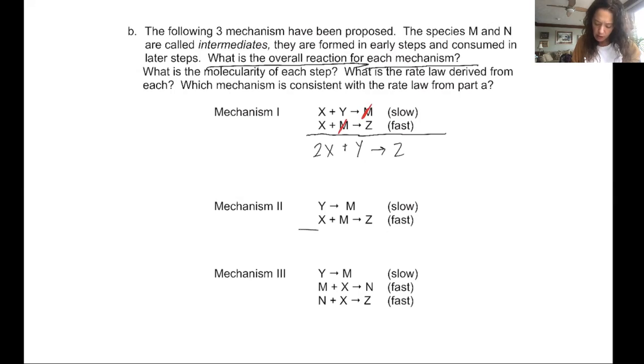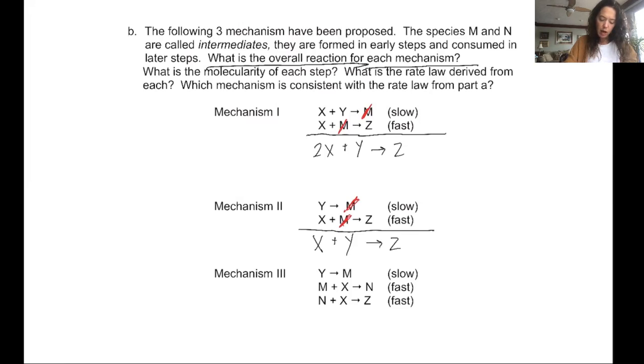Let's do that for the next one. And again, I want you to ask yourself, is there an intermediate? If so, cross it off. And then tell me what's left over. And what you should have, and pause if you need to, is x plus y yields z. And yes, you do have an intermediate. It is M again, intermediate. Okay, it is first a product and then a reactant.